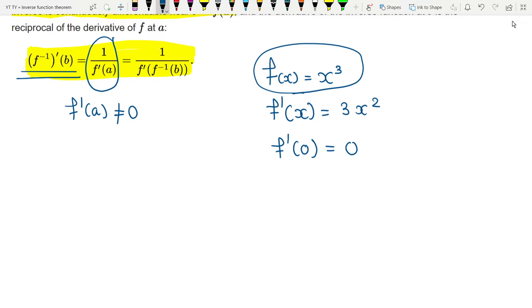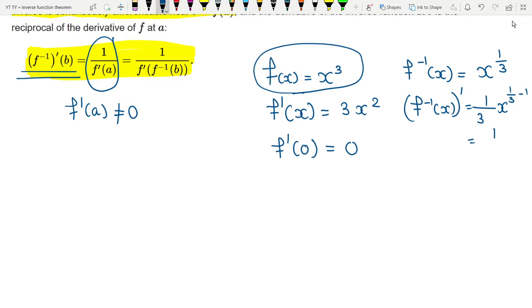But what is the special thing that we understood over here? What is the inverse of this function, by the way? If you consider the inverse of this function, what is f inverse of x? F inverse is nothing but the cube root of x, right? And if you consider the derivative of this cube root, let us see what it is. The derivative of this cube root is nothing but 1 by 3 x raised to 1 by 3 minus 1, that is 1 by 3 x raised to minus 2 by 3, right?